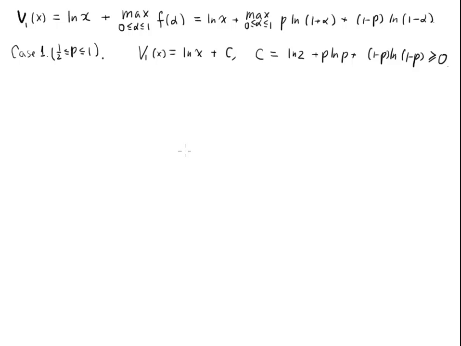Now, what does that mean? It means if we use the log as our utility function, this is going to be the optimal expected utility if we are allowed to play just one game with the initial amount x over here.